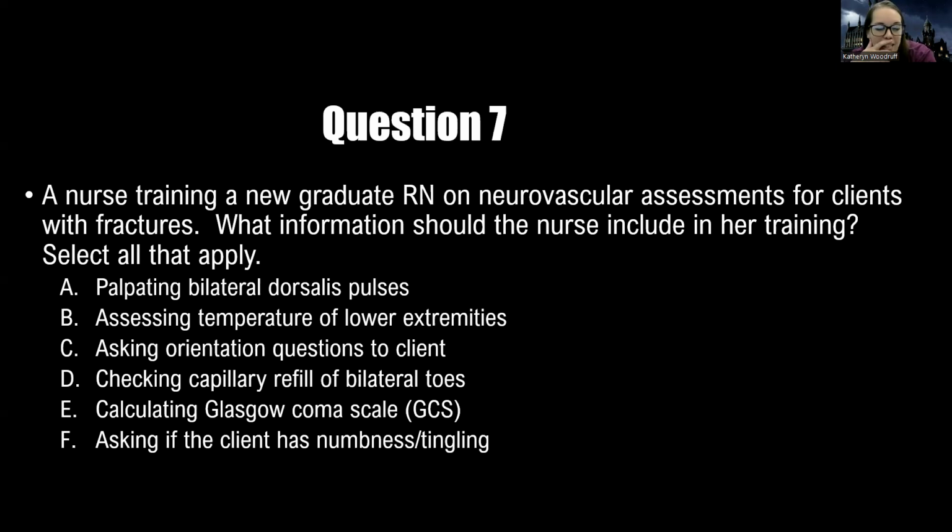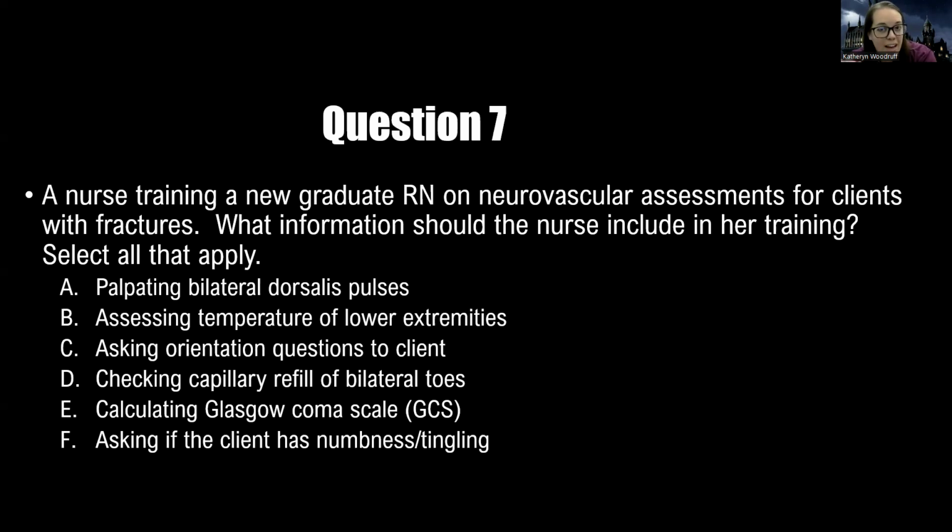Next one is calculating Glasgow Coma Scale. This is another one that's specific to neuro, but it's not neurovascular. So maybe for a client with a fracture, I might need to check that, but it's not going to tell me specifically about a neurovascular assessment.